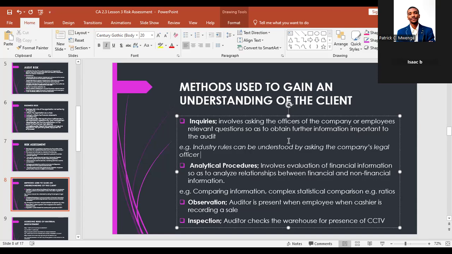And when we observe, we go back to the office and we present our observations, and that's going to help us assess the risk of that particular client, and we'll be able to create the appropriate audit plan as well as the strategy. Then lastly, inspection.